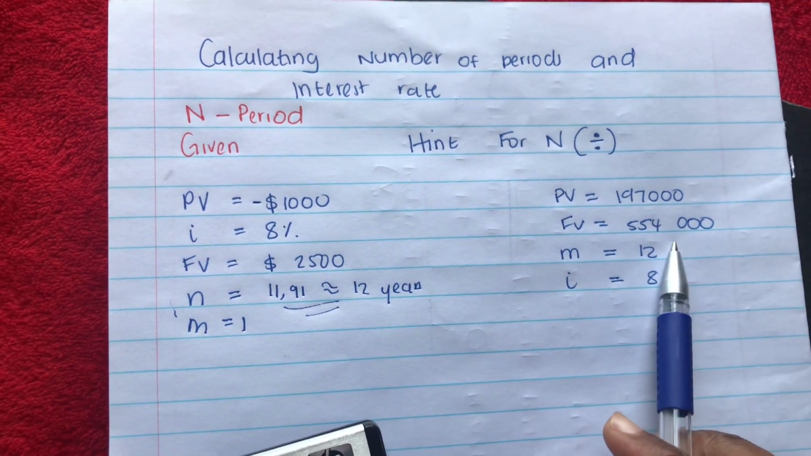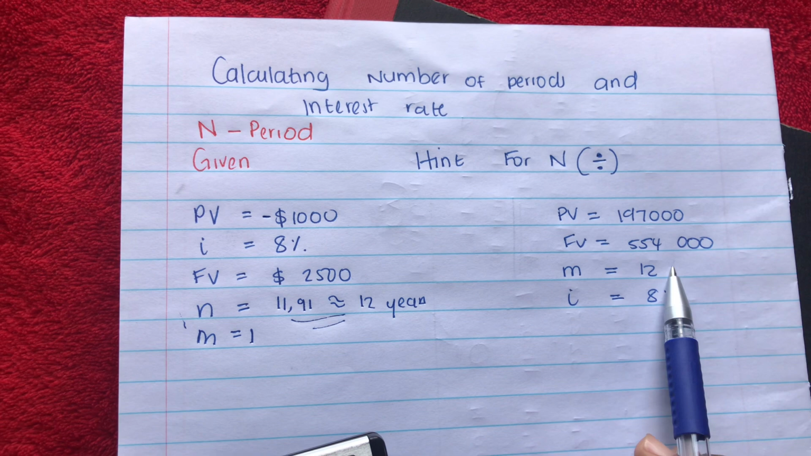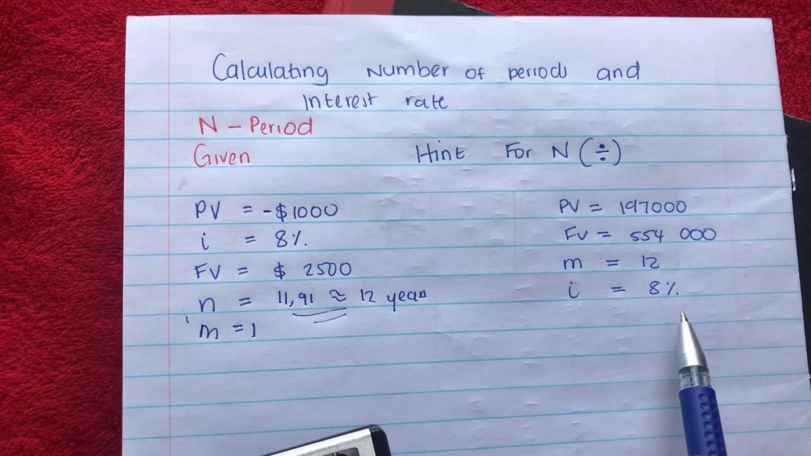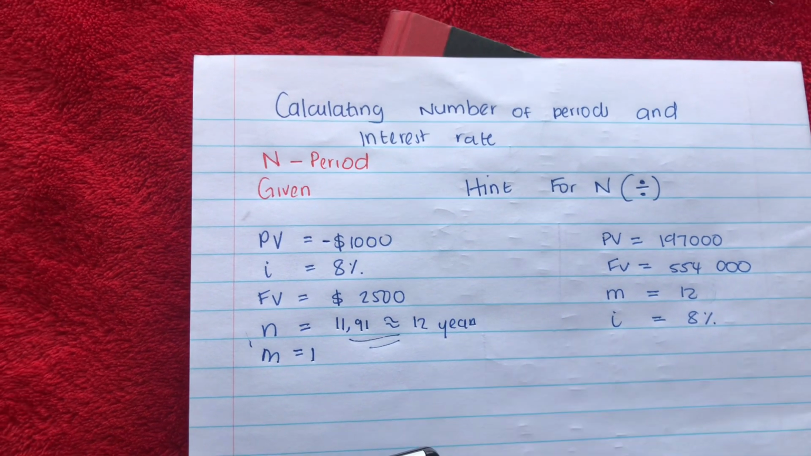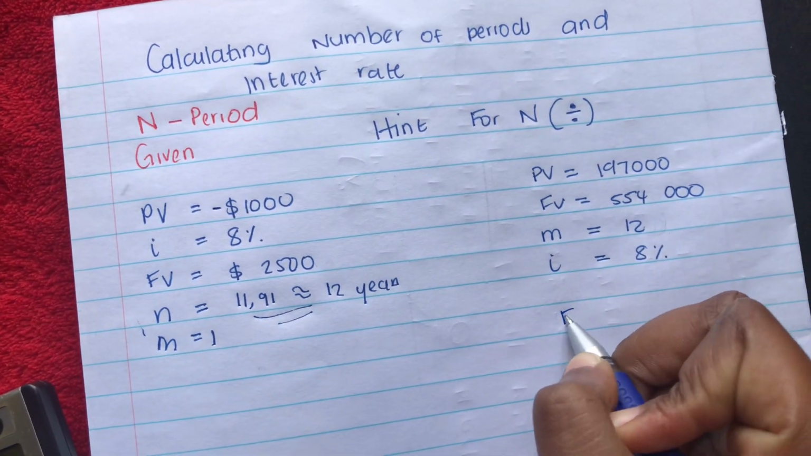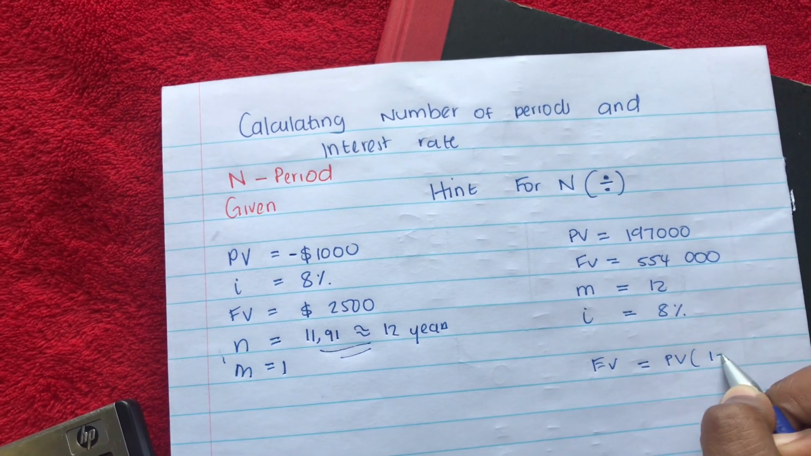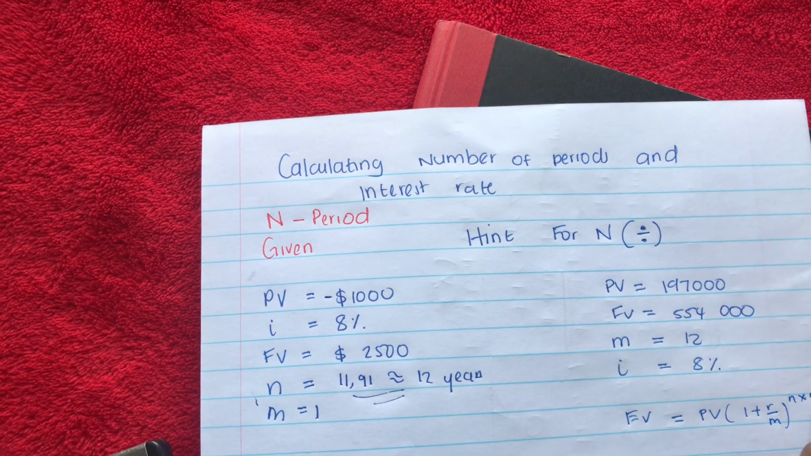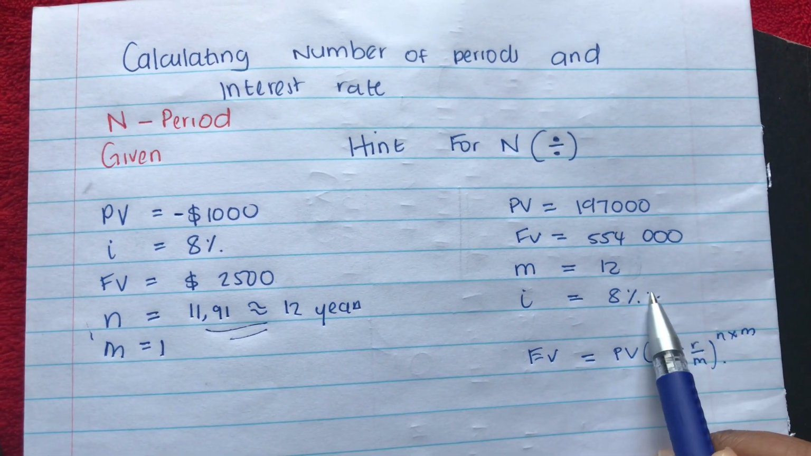In this question, the compounding frequency is different. It's not annually, it is monthly, so we have 12 and need to consider that. Remember I said that if you want to avoid mistakes, remember our formula. Initially our formula says future value is equal to present value times 1 plus R over M, to the power N times M.